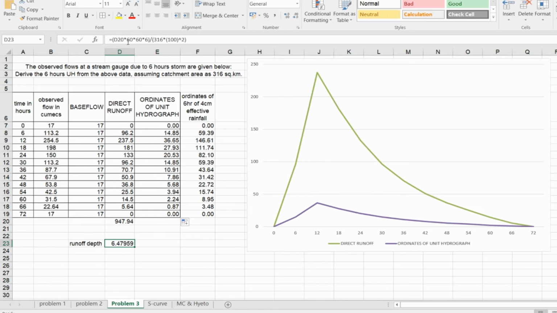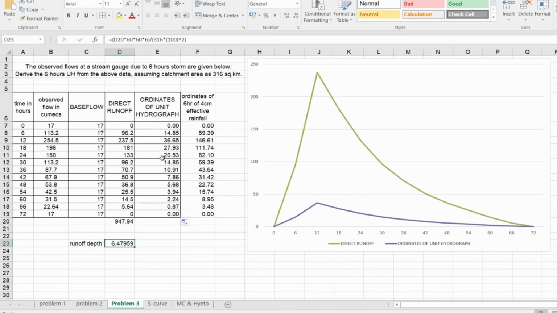After that, the runoff depth will be the sum into 60 into 6. I will double click this so that you can see the formula. This sum is multiplied by 60 into the interval. What is the time interval? The time interval is 6, so that's why the sum is multiplied by 60 into 6. That will give you the volume of water. Once you calculate the total volume of water, we divide it by the area. The area of the basin is 316 square kilometer. After conversion, this is what I get: the runoff depth is 6.479, something like that.